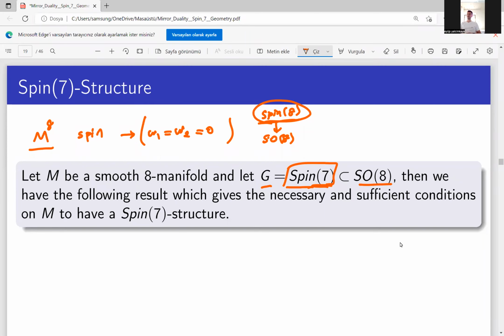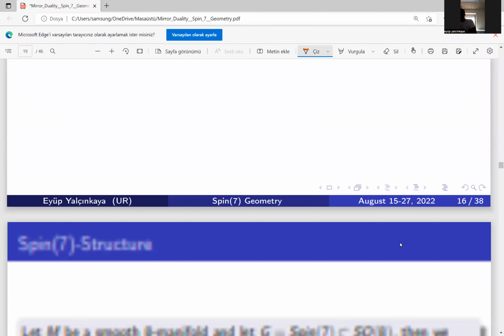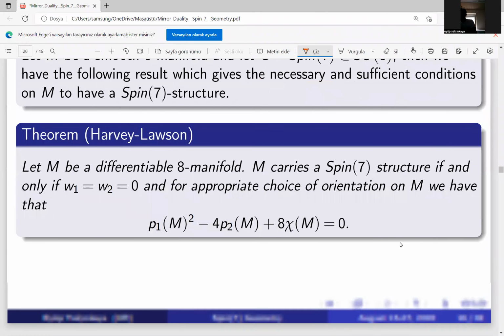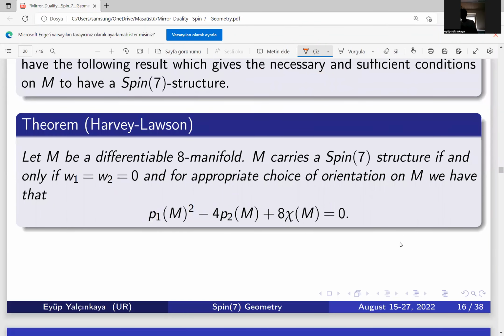It will be checked, the Spin(8) and Spin(7) condition. Actually, Spin(7) is the narrow group if you compare it to Spin(8). Okay, and Harvey and Lawson give us a direction about this Spin(7) geometry and Spin(7) structure.